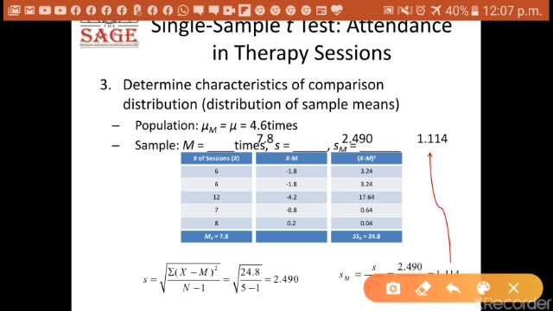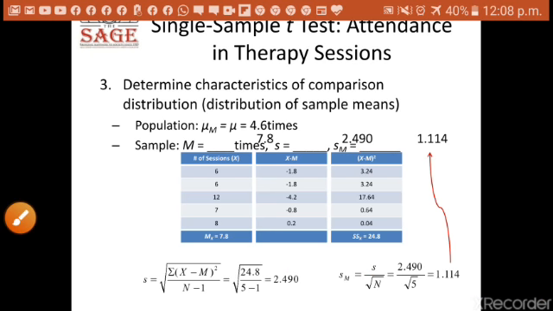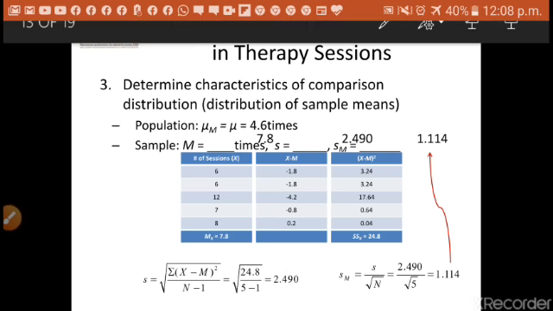After taking out the sum of squared differences, we take out the sample standard deviation, and the sample standard deviation out here is 2.490. That is from 24.8. From where have you taken 24.8? It is the sum of squared deviations, and n minus 1 is going to be your denominator. So 2.490 is your sample standard deviation.